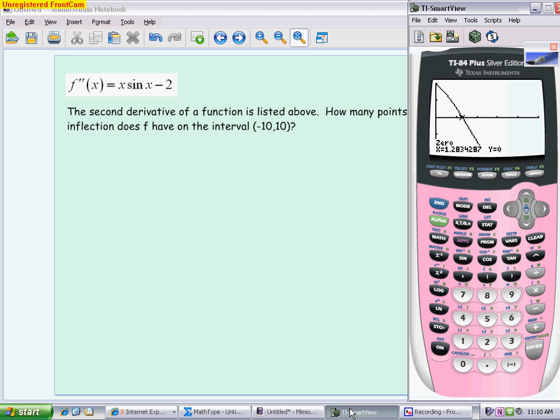So I'm going to go back to my calculator. I'm going to go back to y equals, and instead of this function, I'm going to put in the new one, x sine x. Notice that the only part of the angle is x, and then -2. I'm going to change my window. I want to go between -10 and 10. Whatever interval they tell you, that's the interval your window should focus on, or else you might find answers that are not supposed to be counted. Hit graph.